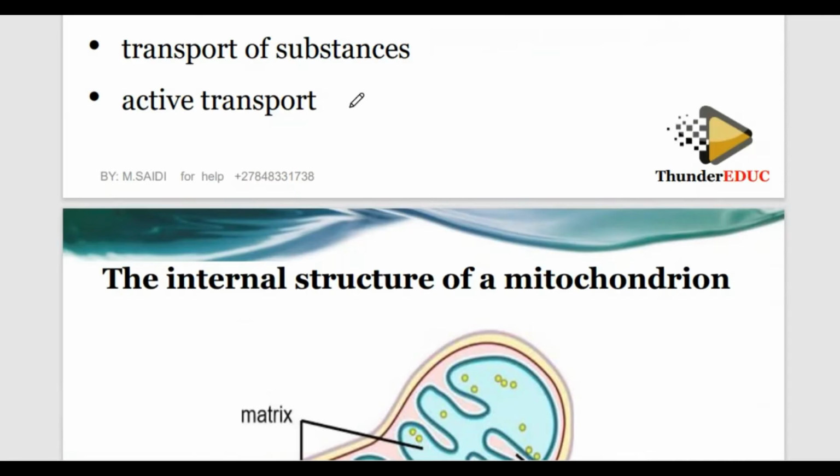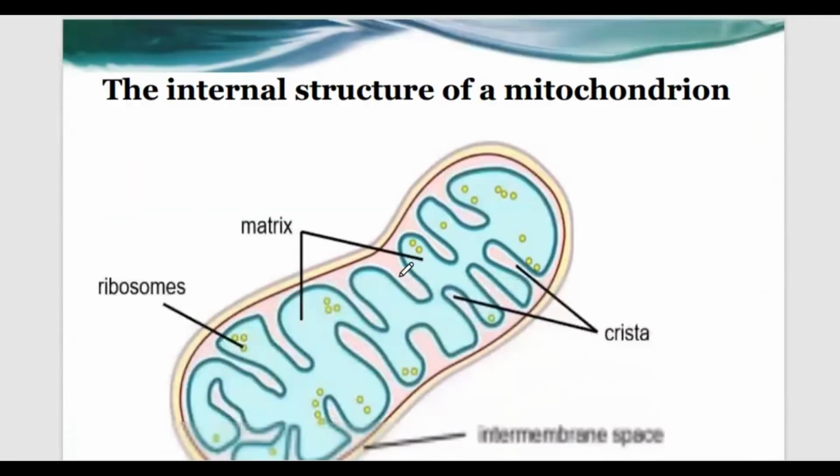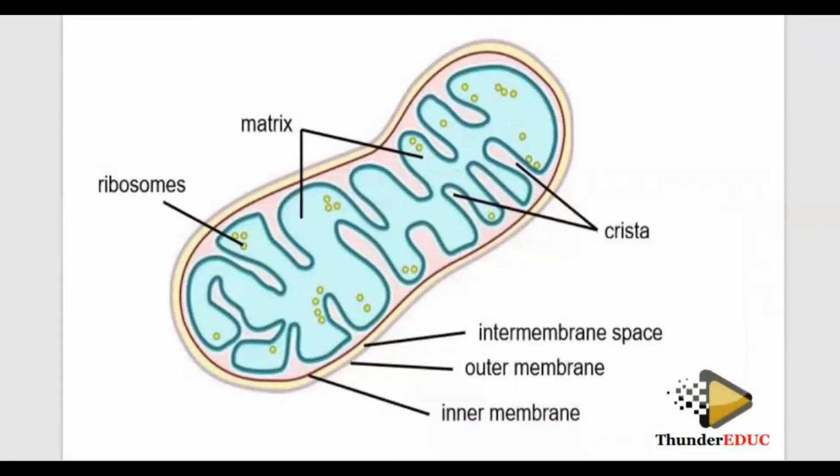So, where does respiration take place? Respiration takes place inside a structure called a mitochondrion. Last time we saw the structure of a chloroplast. What about now the structure of the mitochondrion? Mitochondrion is also an organelle. If you look at it, it has a sausage shape. I don't know how you draw your sausage. Okay, let me just draw it like that.